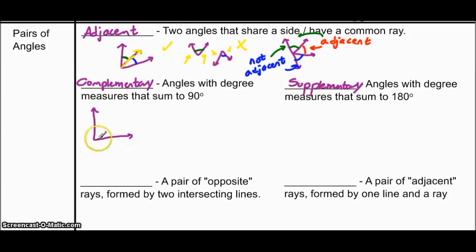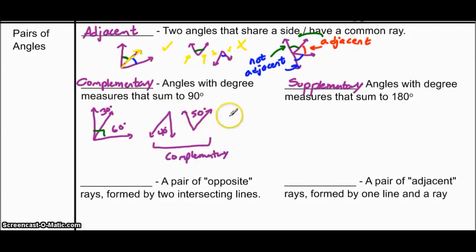So if I had a 90-degree angle, and I split that with a ray, like this, and let's say I had a 30-degree angle right here, and a 60-degree angle, these two angles would be complementary because when summed or added together, they create a 90-degree angle. However, in this example, they're adjacent, but they don't have to be. You could have maybe a 40-degree angle here, and a 50-degree angle over here, and 40 plus 50 is 90, so together, these two angles are also complementary because they sum to 90 degrees.